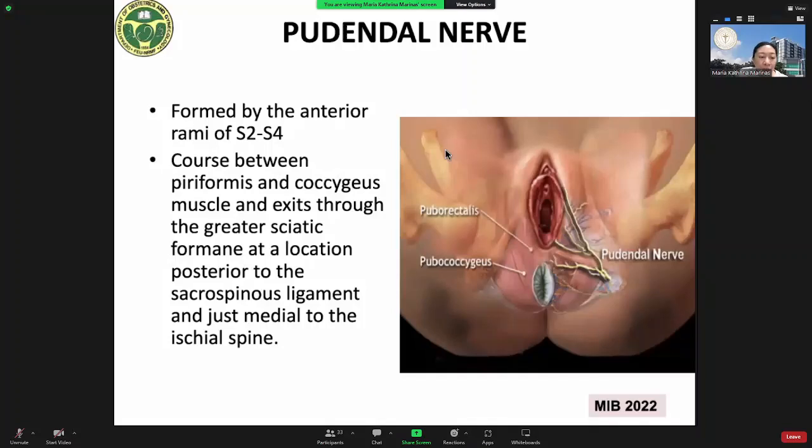The pudendal nerve is formed by the anterior rami of S2 to S4. They course between the piriformis and coccygeus muscles and exit through the greater sciatic foramen at a location posterior to the sacrospinous ligament, just medial to the ischial spine.